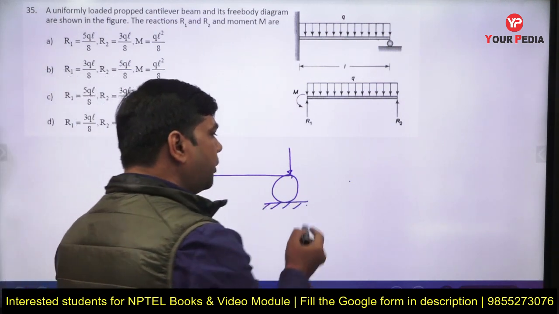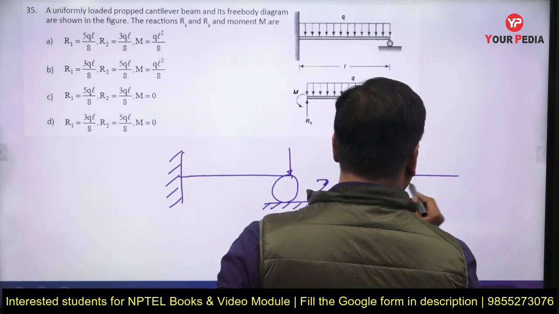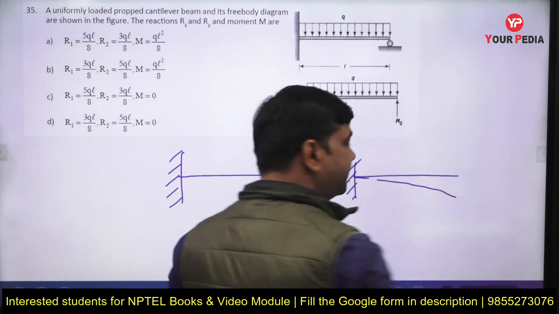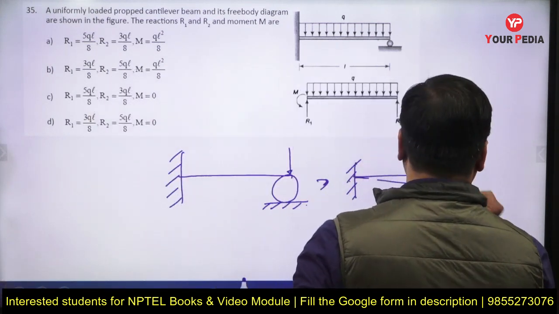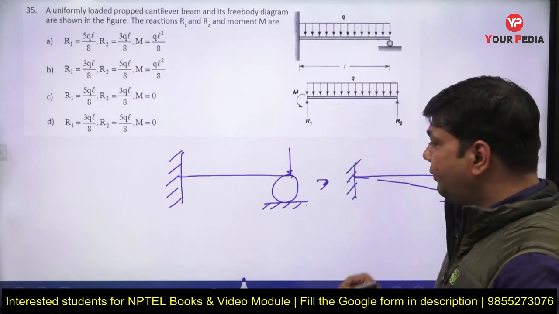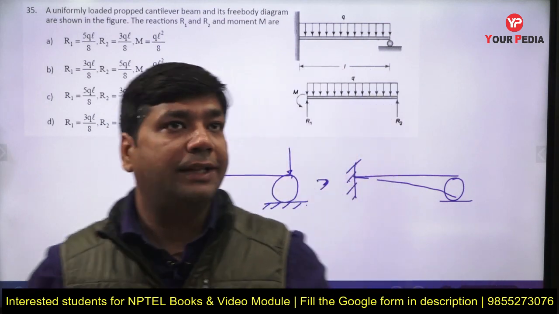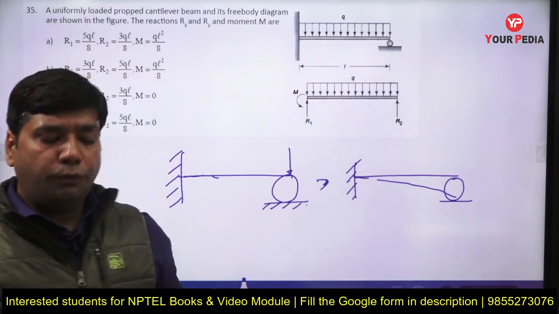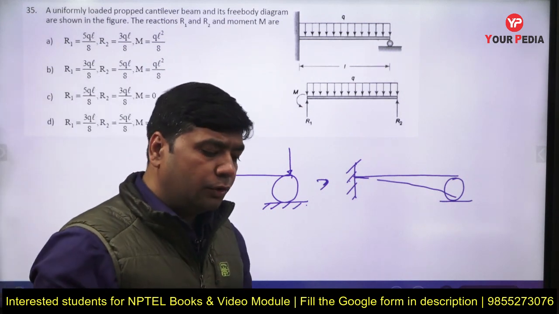So in the case of a propped cantilever beam, what will happen? Whatever deflection is produced at the end is balanced by the other support. So whatever deflection came at the end point is provided by another support, that is this one. So what is the way to solve this question? How are we going to solve this question?